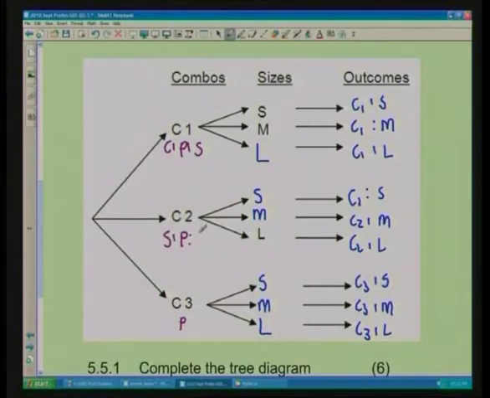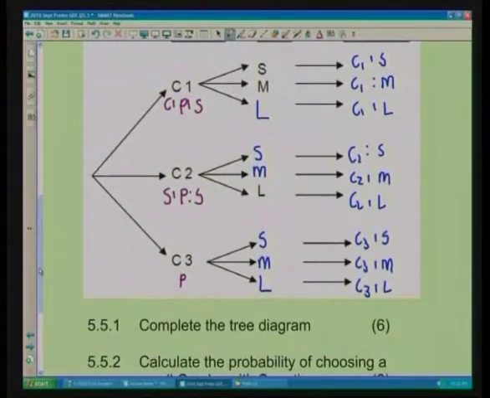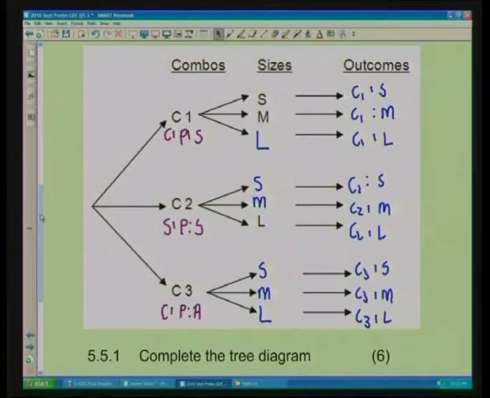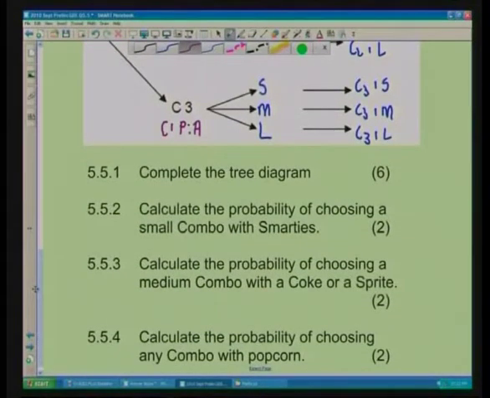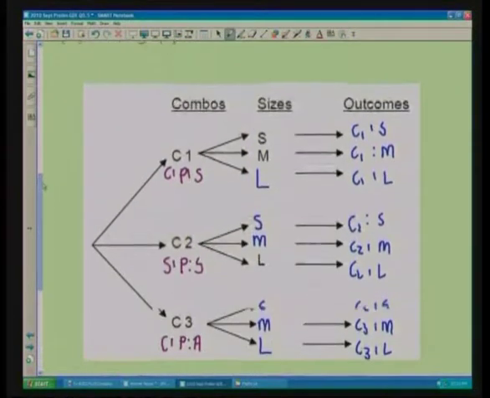Okay, and Smarties. And the last one comes with Coke and Astros. Astros fans, that would be your combo. All right. So out of those 9 combinations, let's just quickly make a note next to which ones are the small combinations. Because remember the question? Calculate the probability of choosing a small combo with Smarties.